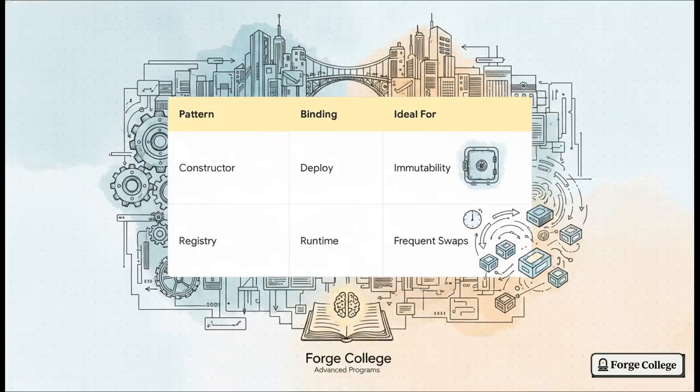Let's look at this comparison table to help you choose the right tool for your specific architecture. Constructor injection binds at deploy time. It is perfect for immutability and auditability. Once it's set, it is set forever. Registry indirection, however, binds at runtime. Yes, it costs an extra call, but it's absolutely ideal for frequent implementation swaps.